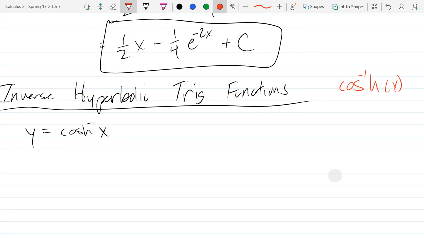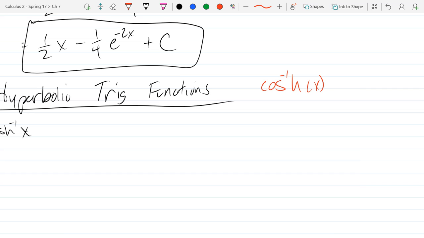Do not write what I wrote in the red there. So this is not the inverse cosine hyperbolic. This is the hyperbolic cosine inverse of x. So I don't know what in the world that is, but don't put your negative first power, your invert symbol, next to cosine; it is hyperbolic cosine.